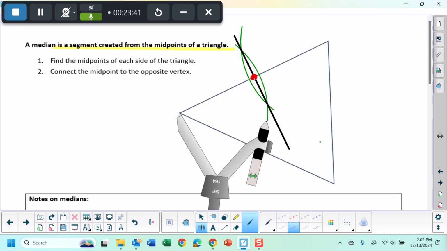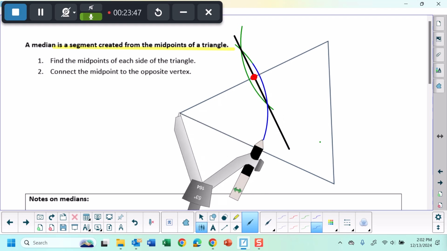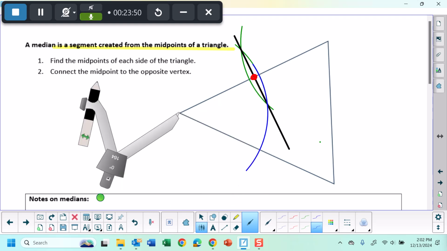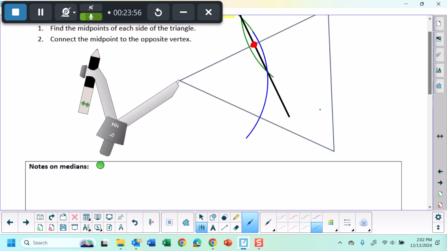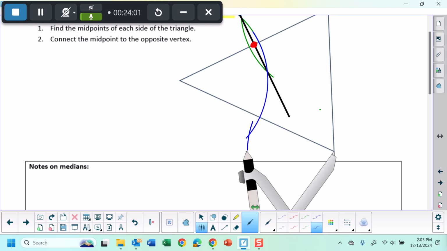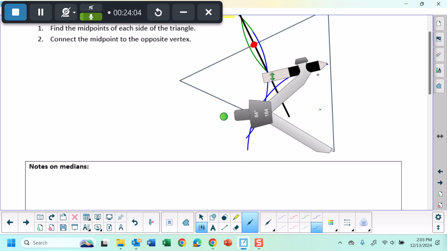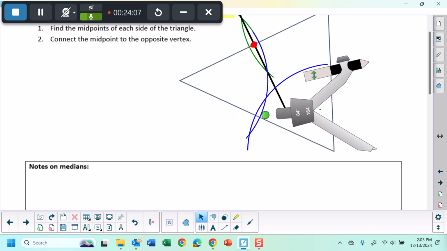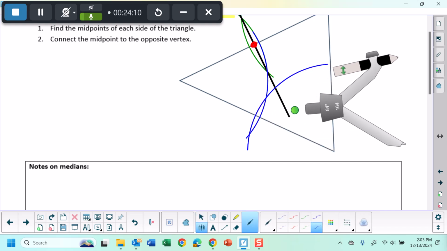The cool thing about this is if you want to, you can use this same distance for more than one side, as long as it's more than halfway, because that'll continue to give you your perpendicular bisectors and your midpoints.